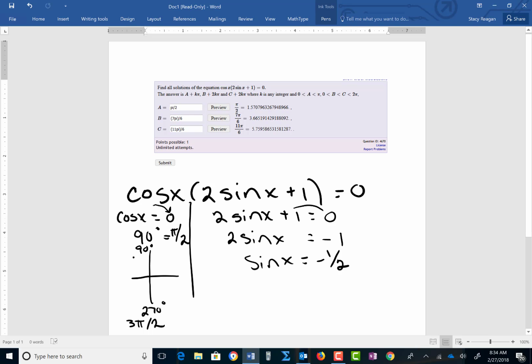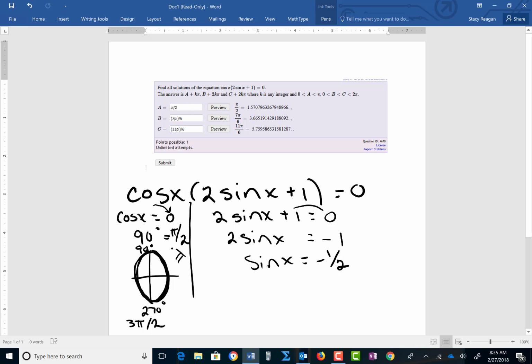And so if you notice on my answers up there, my first one for A is pi over 2, and it says the answer is A plus k pi. Notice there's no 2 in there, so it's saying it doesn't have to go around the whole circle to get to another answer. So if I look at my unit circle, it's going 180 degrees, 180 degrees, 180 degrees. Every time I go 180 degrees, there is the answer on that circle. And 180 degrees is just pi.